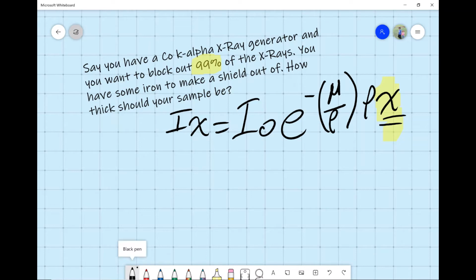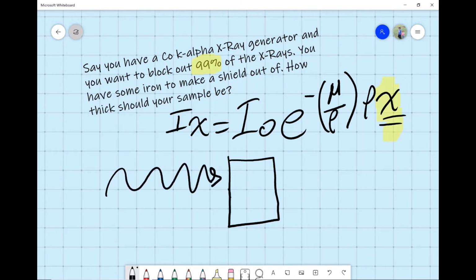And if you want to kind of draw it out, we have this shield we're trying to make. We have these X-rays kind of coming through. It's supposed to be an arrowhead. And don't get confused with X-rays and distance x. And we're going to solve for the distance x. So we're going to see how thick we want this to be.